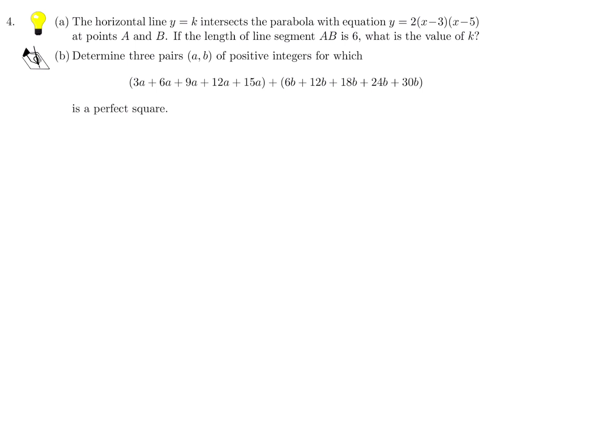The horizontal line y is equal to k intersects the parabola with the equation y is equal to 2 times (x minus 3) times (x minus 5) at points A and B. If the line segment AB is 6, what is the value of k?